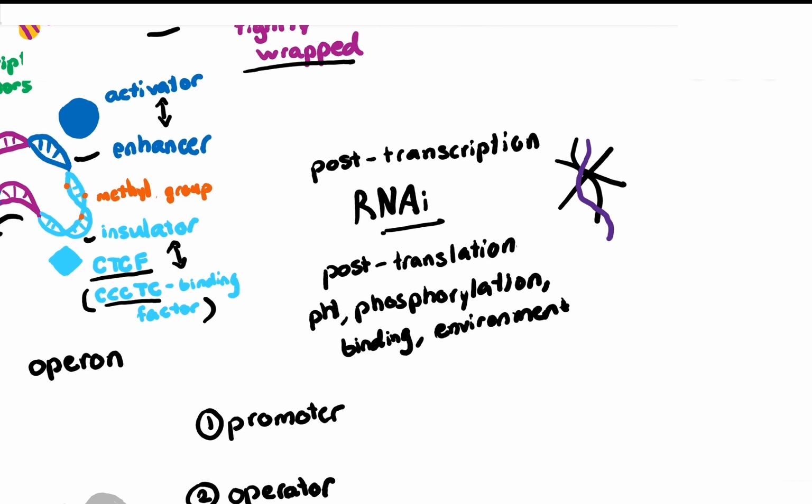Now, post-translational regulation is with the protein, because you've already created the polypeptides after translation. The protein can be affected by the pH, environment, it could be phosphorylated, or it could bind to another protein that would suppress it. So this can also factor into regulation. You have all of these processes that factor into gene regulation, and this concludes our entire chapter on gene expression.